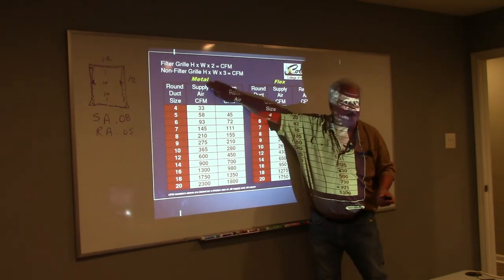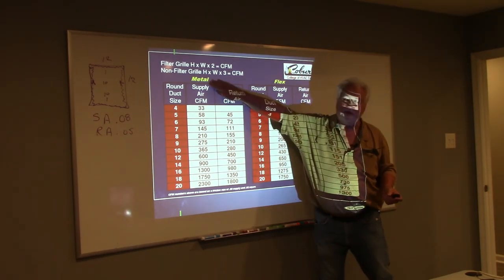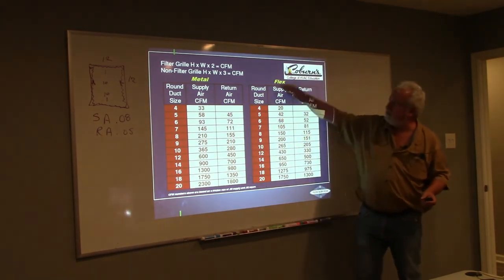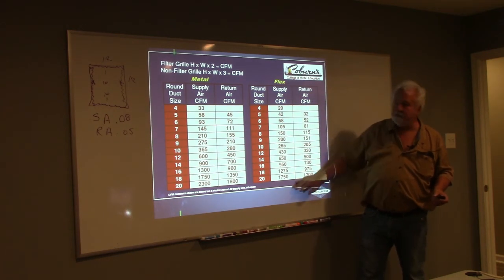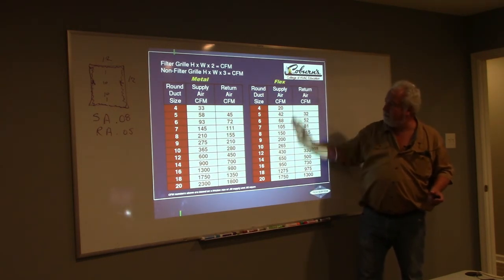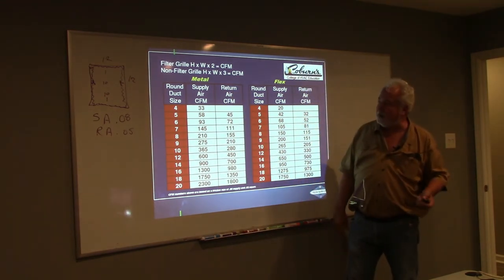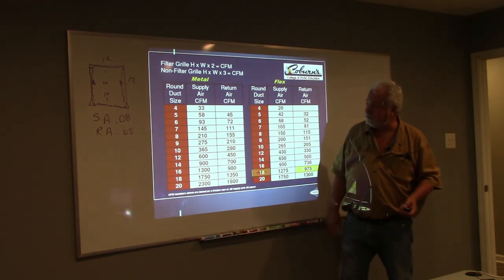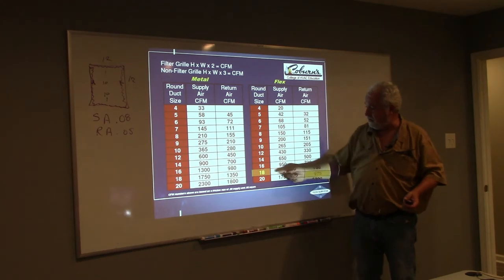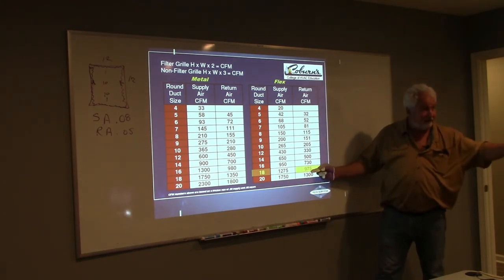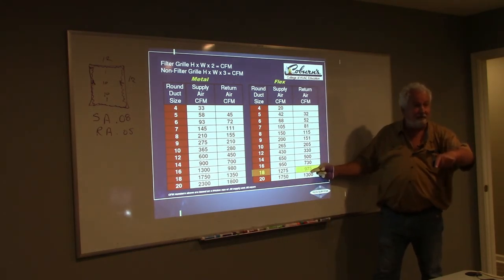So look, here's all your metal duct, flex duct, supply, return. Remember we said that we had that 8-inch. Let's go back here. 18 inch is going to move 975. Will that take care of the 800 that we're trying to move? Yes.